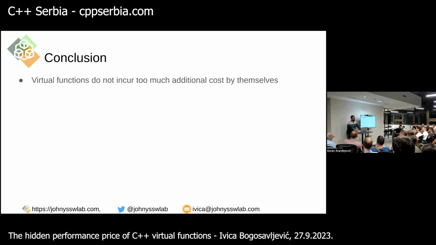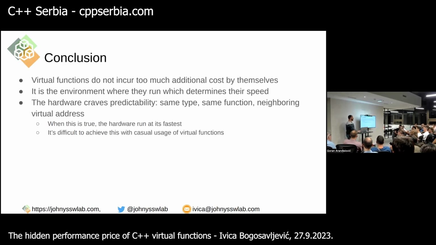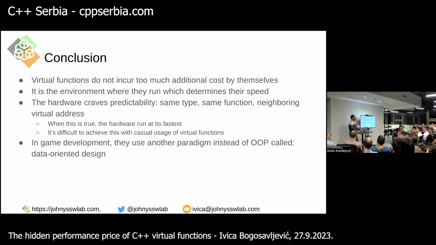So the conclusion is that virtual functions themselves do not incur a lot of cost. The problem is the environment they run in. What hardware wants is predictability: same type, same function, neighboring virtual addresses. With virtual functions, you can create an environment with different types, different functions, different addresses. If you have predictability, hardware runs the best. If you don't, it runs the slowest. This is difficult to achieve if you're just using virtual functions randomly without understanding how this works in hardware. I hope this lecture was a good introduction to the topic.